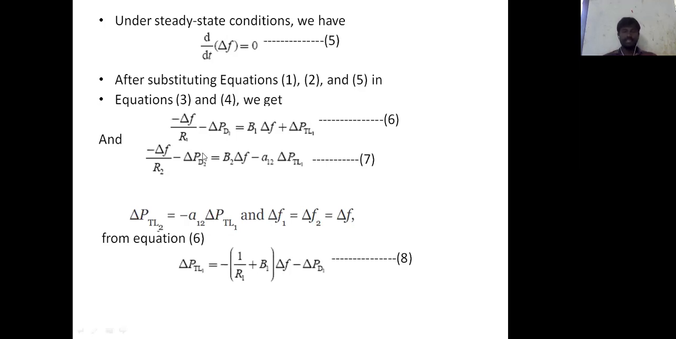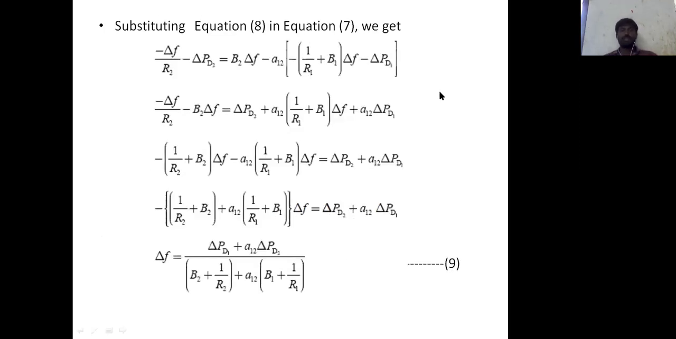From equation 6, we rewrite that equation. So delta P tie line equals minus 1 by R1 plus B1 into delta F minus delta PD1. This is equation number 8. Substituting equation 8 in equation 7, we get minus delta F by R2 minus delta PD2 equal to B2 into delta F minus A12 into minus 1 by R1 plus B1 into delta F minus delta PD1.